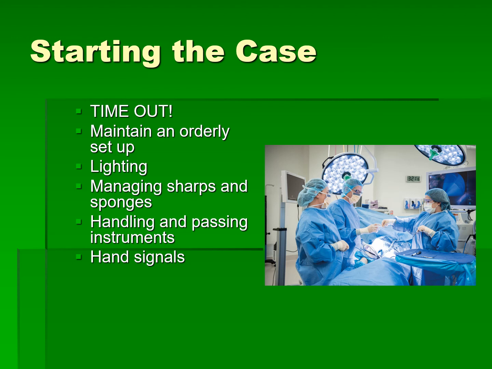The circulating nurse is also going to turn on the lights for us and adjust the lights. We want to make sure that we have adequate lighting in there, right? And then instrument passing. We just want to make sure that we are handling the instruments appropriately, we are passing them safely, and that we are always trying to anticipate the needs of the surgeon.